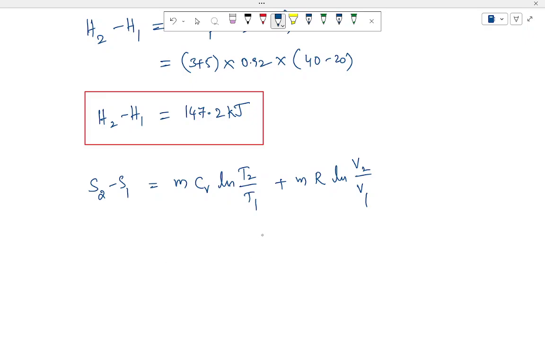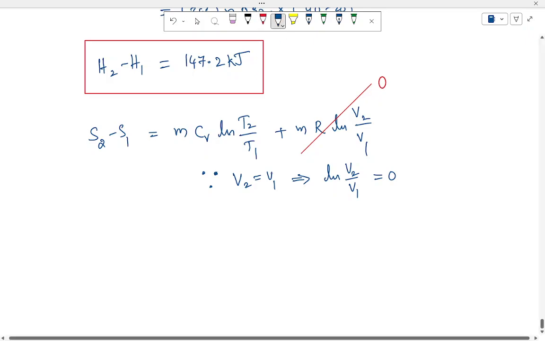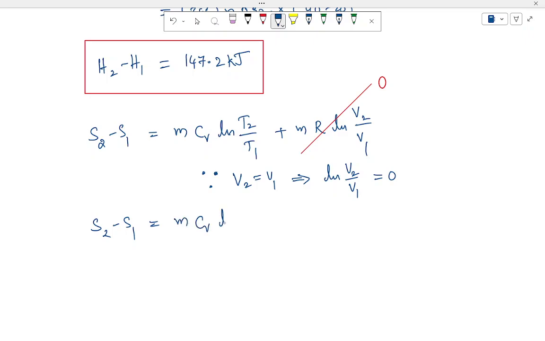So in this question, he is giving that it is a constant volume process. If it is heated at constant volume, he said in the question. So since V2 is equal to V1, that will imply ln of V2 by V1 will be equal to 0. Since this is equal to 0, I can equate this complete term to 0. So now my S2 minus S1 will be nothing but m Cv into ln T2 by T1.